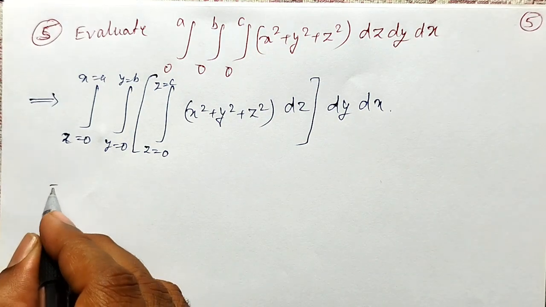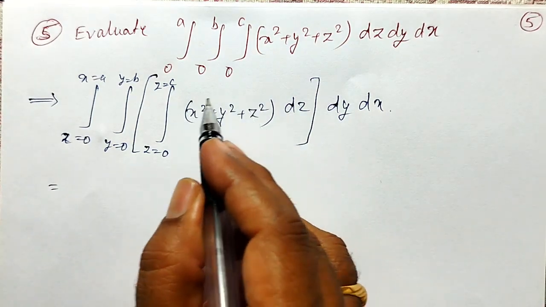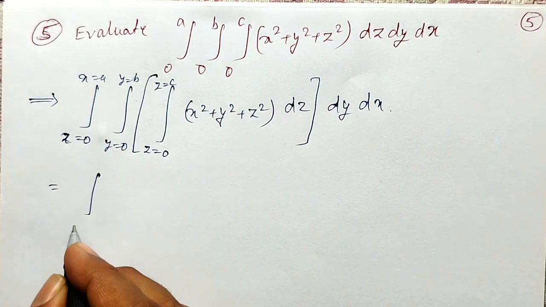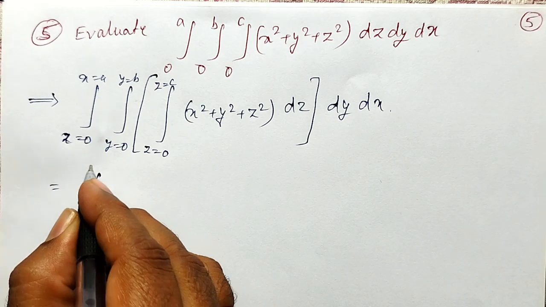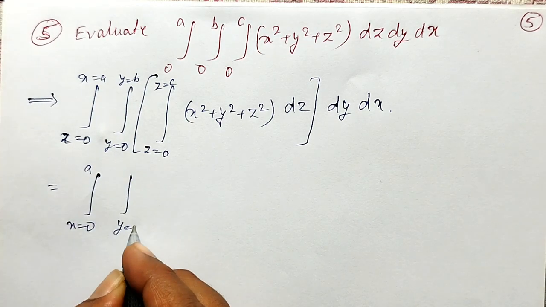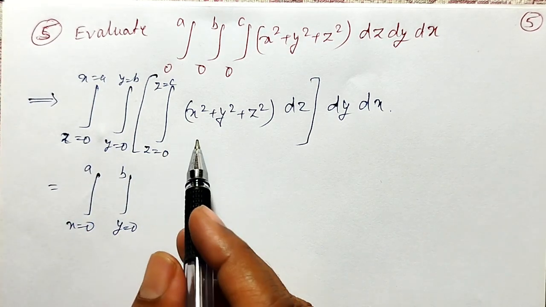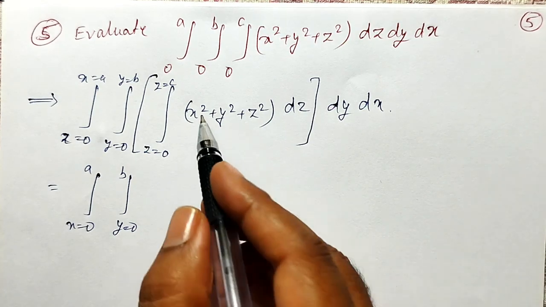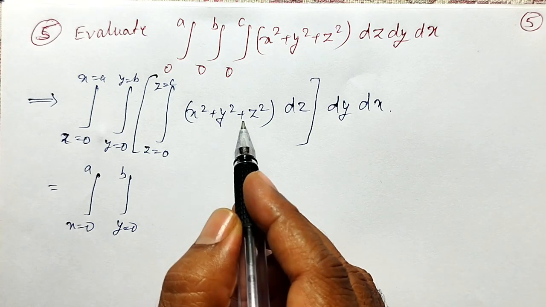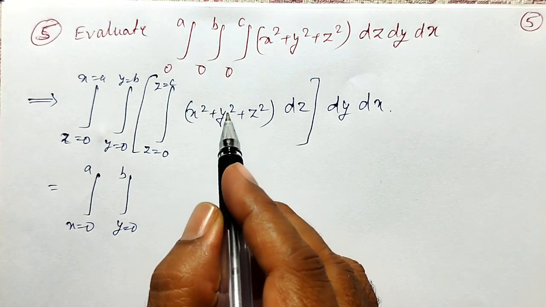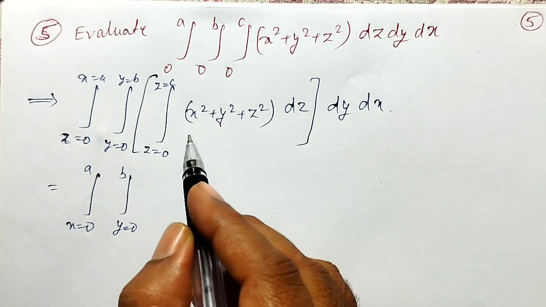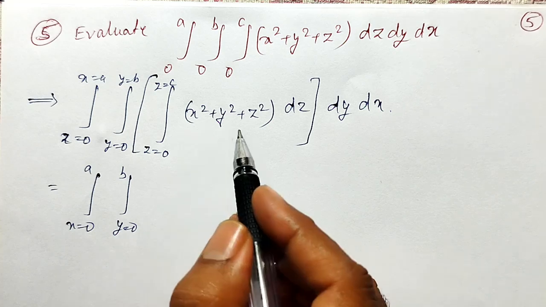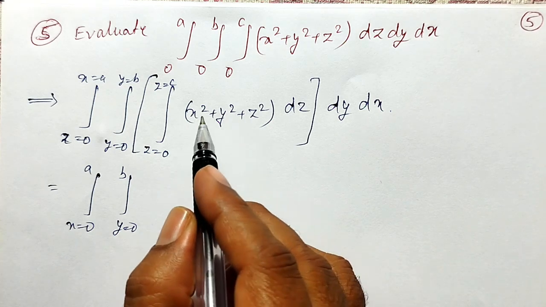Now I will integrate this with respect to z first. The outer limit integration I will write as it is, x equal to 0 to a, y equal to 0 to b, and while integrating with respect to z, x and y are treated as constants. Here it is a sum of three terms, therefore three separate terms are to be integrated, whereas in the previous one a product was there, so two terms together became the constant, but here each term is constant.